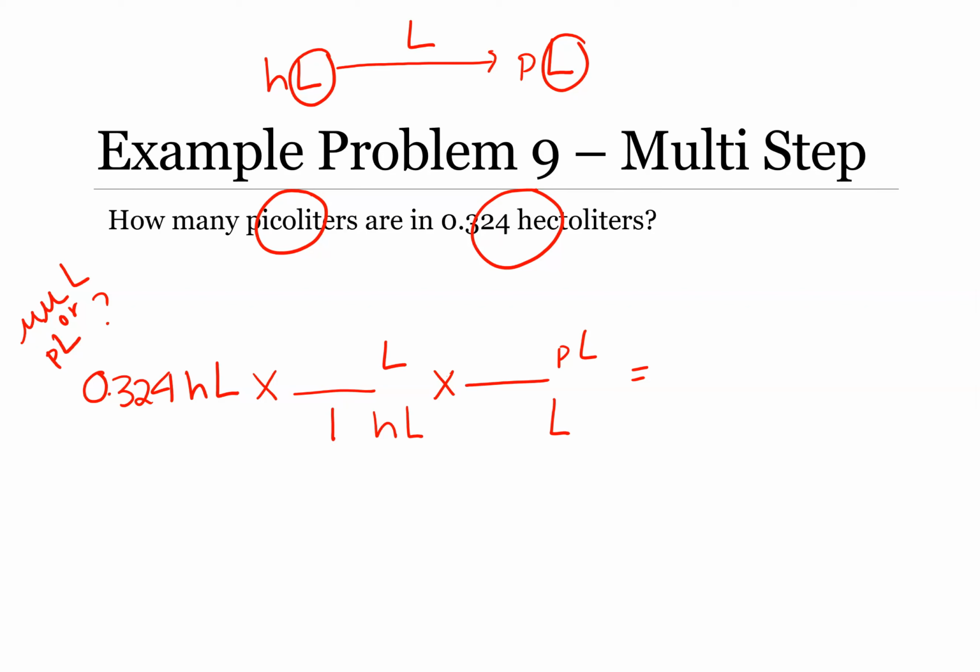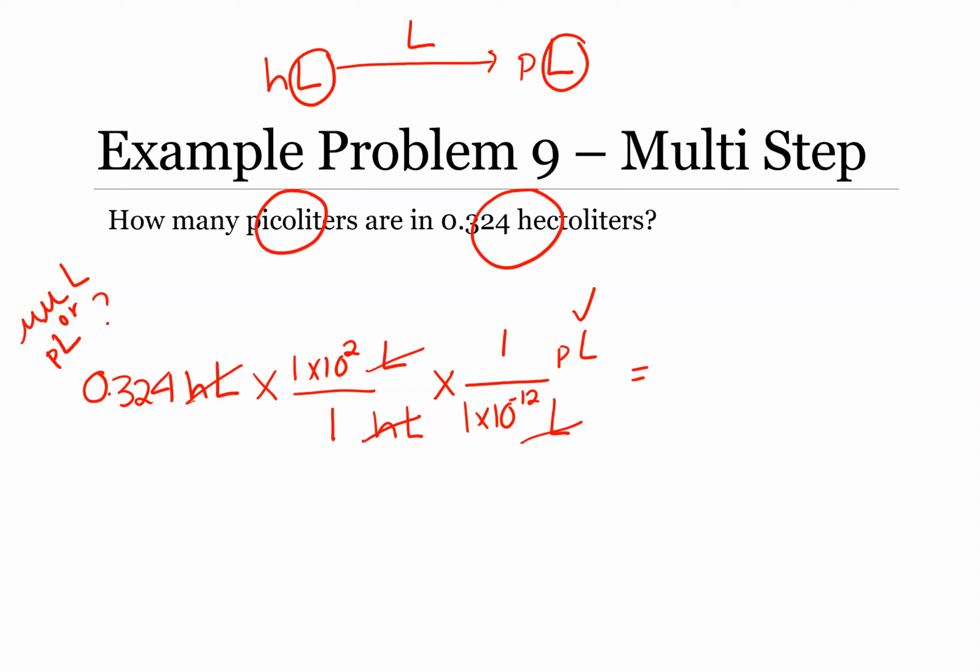which is liters. The metric system constant for hecto, it's the opposite of centi. It is 1 times 10 to the second. For pico, give the 1 to the thing with the prefix, and the metric system constant for pico to the base unit is going to be 1 times 10 to the minus 12. And so hectoliters cancels, liters cancel, and you're left with picoliters.